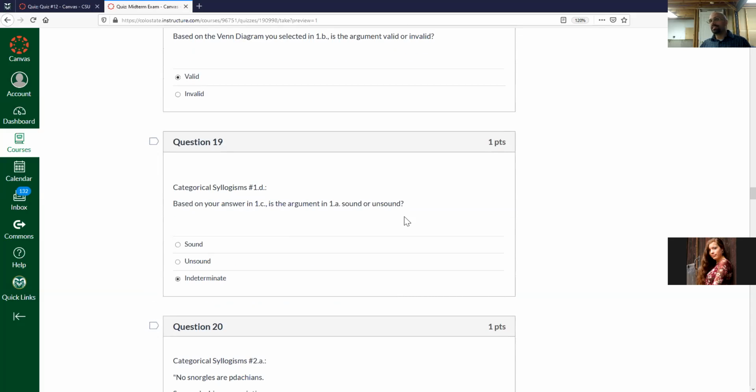The soundness is indeterminate. You know it's valid, so it could be sound, but you just don't know if those premises are true or false. So you don't have enough information to determine if the argument is actually sound. You can't conclude that it's unsound, though, because you don't know what those things are. It could well be the case that Snorgels, Padachians, and whatever the other one was, really do stand in the relationship that the premises say. You just don't know. To say unsound, you would have to know for sure that it's unsound. Similarly with sound.